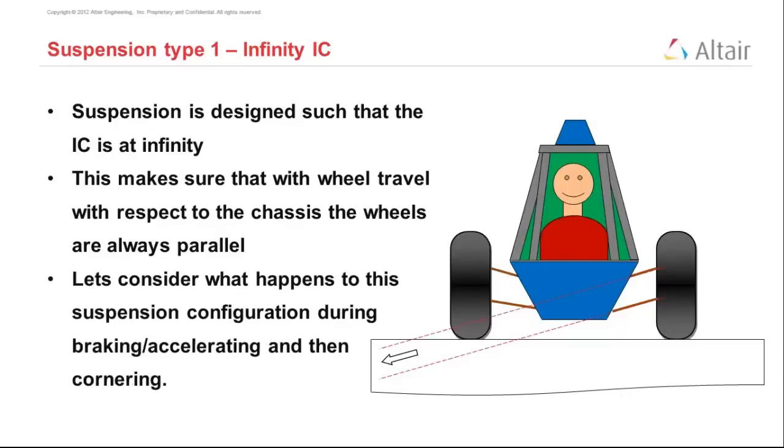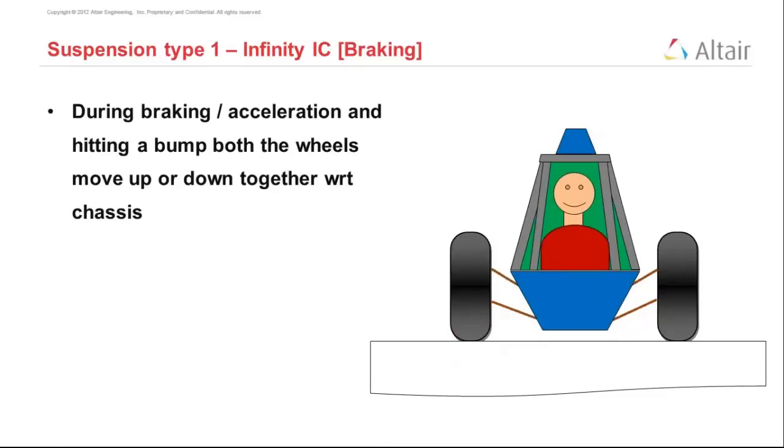And let us consider what happens when you are accelerating and decelerating with this type of suspension. When you accelerate or when you brake suddenly, your vehicle pitches or your vehicle dips. This is the same thing as hitting a bump, because both your front wheels with respect to the chassis suddenly move up when you slam on the brakes. And if you look at the cartoon on the right, you will see it actually moved down, but because the IC was at infinity, the wheel camber does not change with respect to the chassis. So during a bump or braking and acceleration, the wheels move up or down together with the chassis.